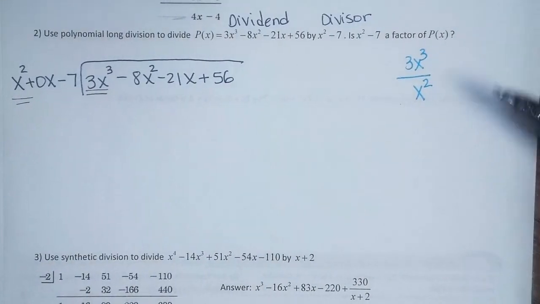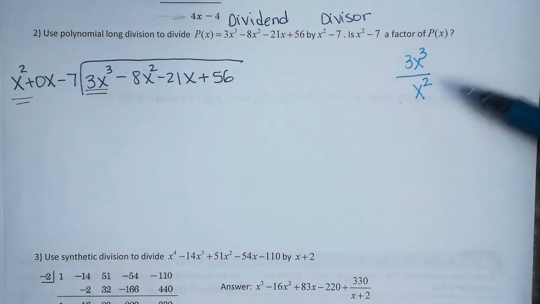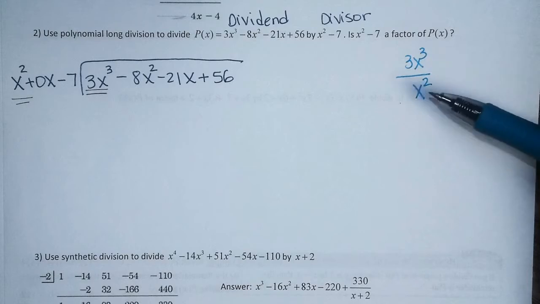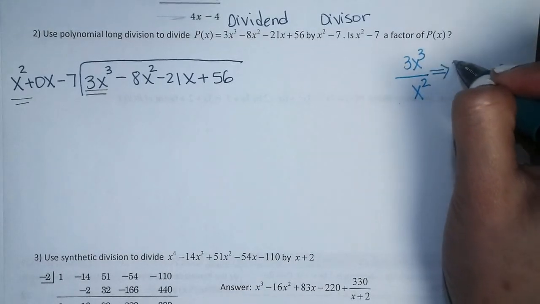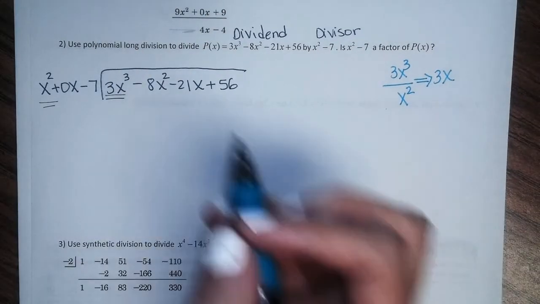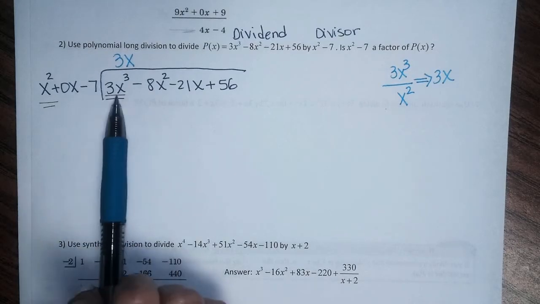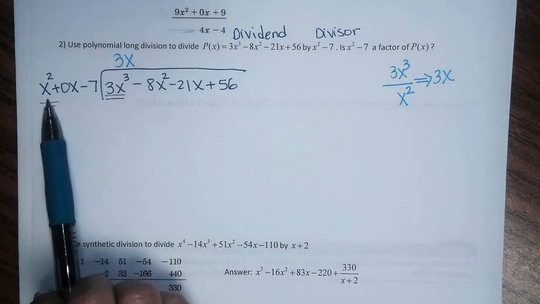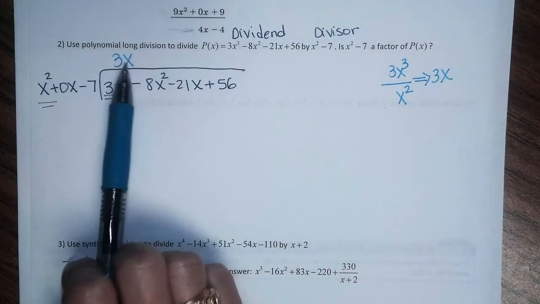So go ahead and divide this. In other words, simplify. What is 3x cubed over x squared? If you remember the rules of exponents, since I am dividing, I should subtract the exponents. So this is going to simplify down to 3x. So that 3x will go right on top of the little house. Again, step 1, make sure you divide the first term of the dividend, 3x cubed, by the first term of the divisor, x squared. So 3x cubed by x squared is just 3x. Put that on top of the house.